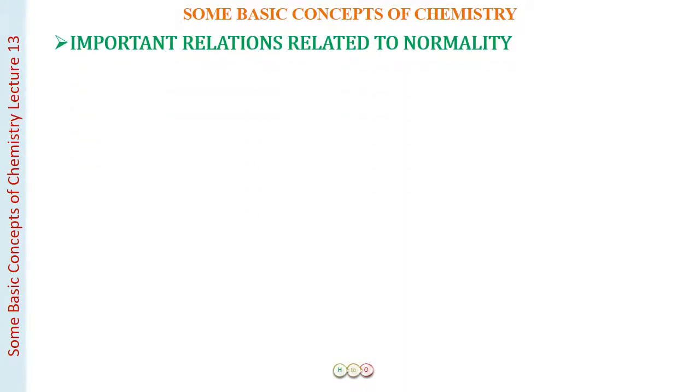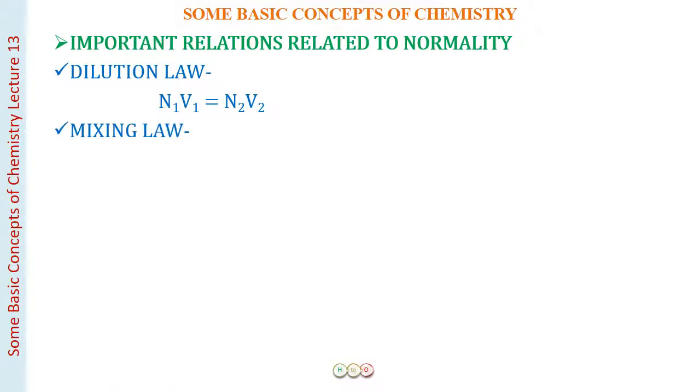Now we have important relations related to normality, just similar to molarity. In molarity, we had the dilution law, where we were diluting a solution by adding the solvent. So what was that dilution law? The dilution law said that M1V1 is equal to M2V2. So in normality, we have N1V1 equal to N2V2. Similarly, the mixing law, when we were mixing two solutions of different concentrations, the final molarity was equal to (M1V1 + M2V2) over (V1 + V2). So here we have the final normality of the mix as (N1V1 + N2V2) over (V1 + V2).